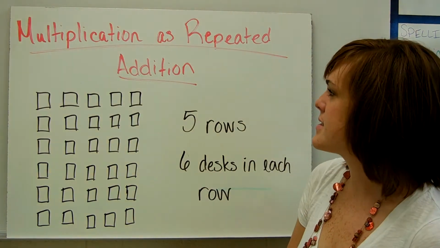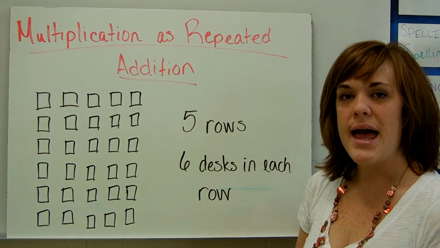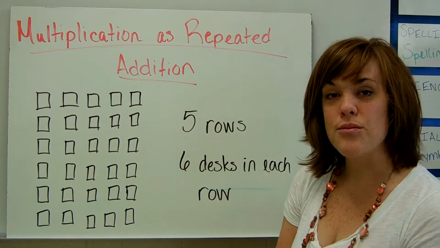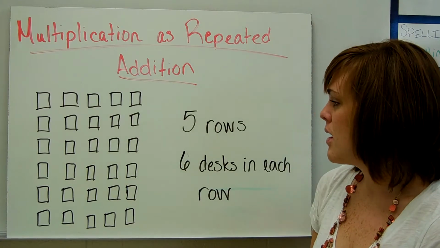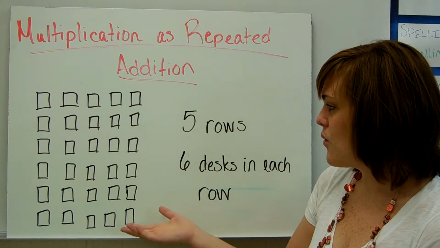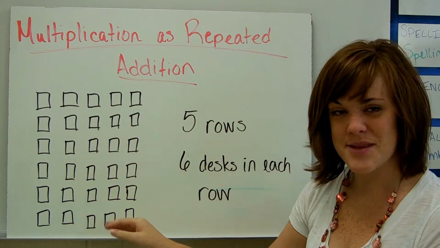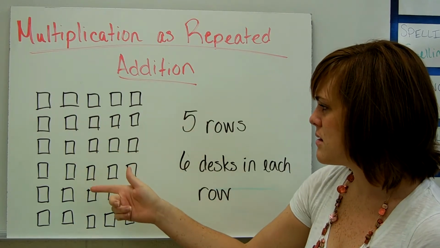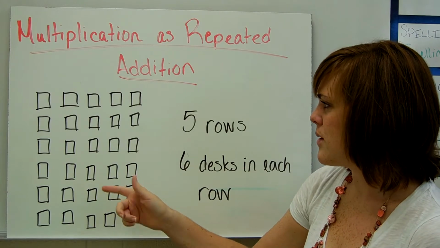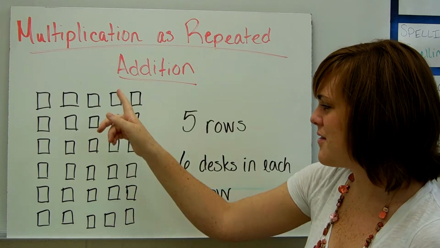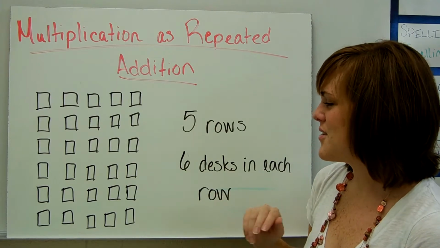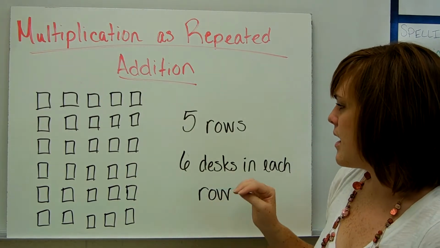Lesson 13 is going to be about multiplication as repeated addition. This is hopefully some review and some new. So let's say we have a bunch of desks, that's what these are, and we have 5 rows of them, and there are 5 rows, and then there's 6 desks in each row.